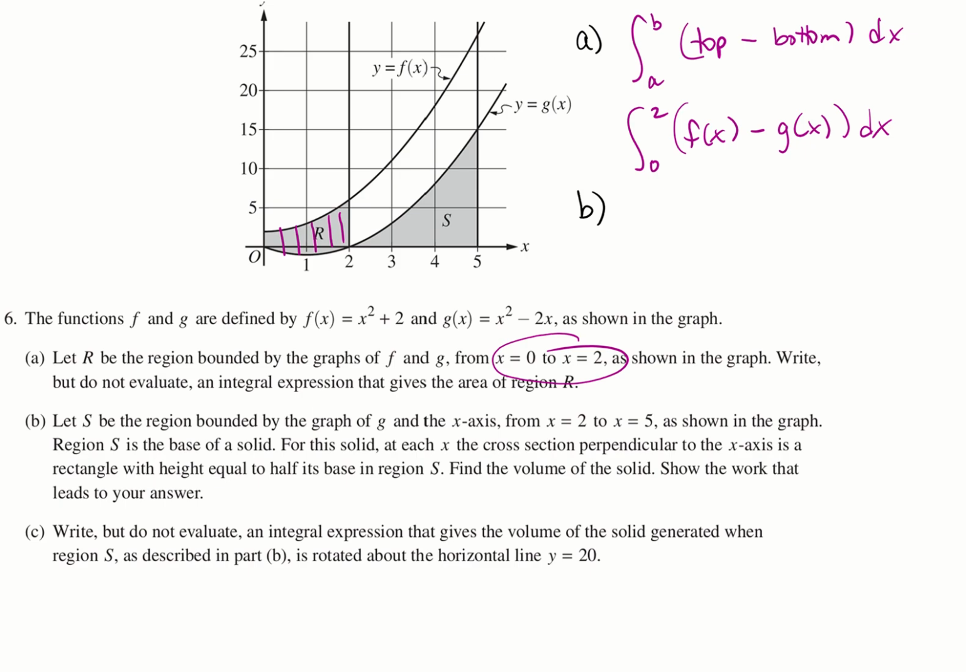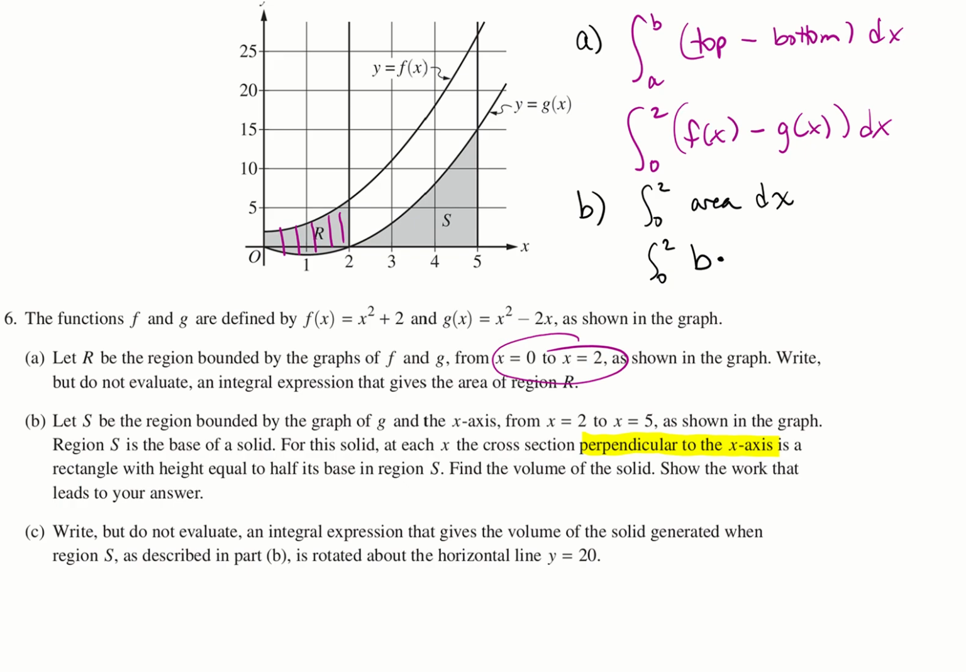Let S be the region bounded by the graph of g and the x-axis from 2 to 5 as shown. Region S is the base of a solid. For each x, the cross-section drawn perpendicular to the x-axis, that's telling us that we're doing this dx, is a rectangle with height equal to half of its base in region S. So we're going to be taking a definite integral from 0 to 2 of the area, and that would allow us to find the volume. We're going to do this dx because we're perpendicular to the x-axis. And they said that these are rectangles, so rectangles would be base times height.